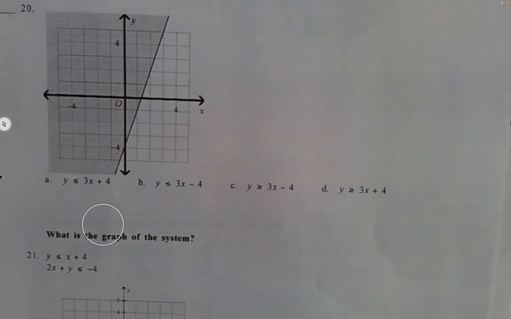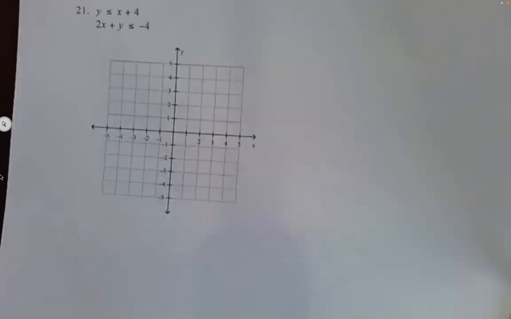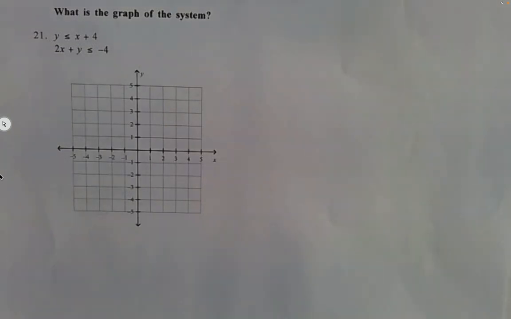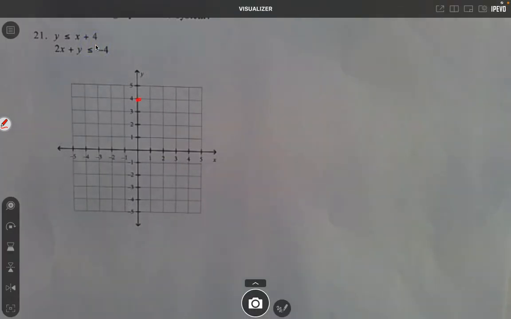All right, number 21. We have two inequalities to graph, and that's all you're going to do. Just think of it as drawing a picture, and your answer is just a picture. I like to use different colors though. I'm going to look at the first one. I start at what number? It's got plus 4. That's right there. What's the slope? It's an understood 1x. So you go up 1 over 1.